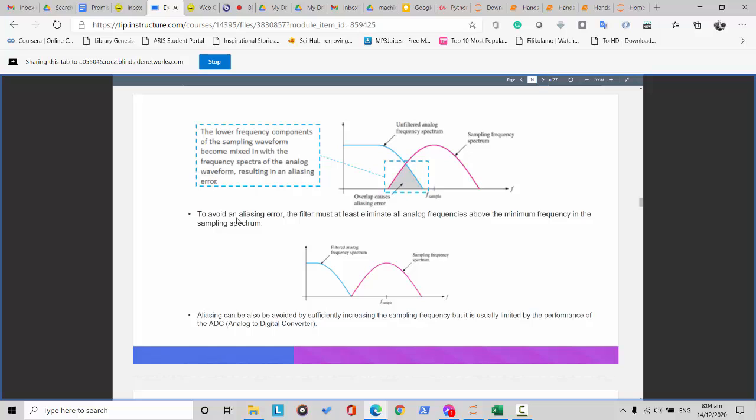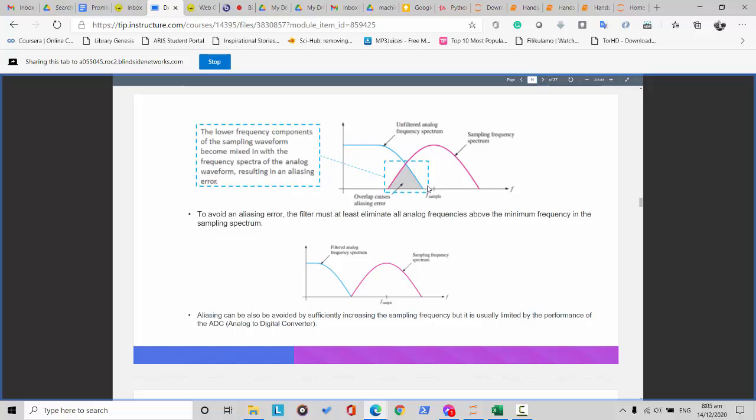Now, to avoid an aliasing error, the filter must at least eliminate all analog frequencies above the minimum frequency in the sampling spectrum. As an example, you can see here there's no overlap, and here's the filtered analog frequency spectrum. Because we filtered it, we eliminate the aliasing error. So there is no aliasing error here because it's already filtered.